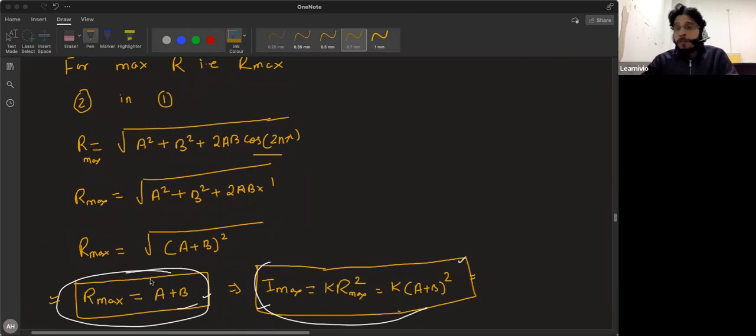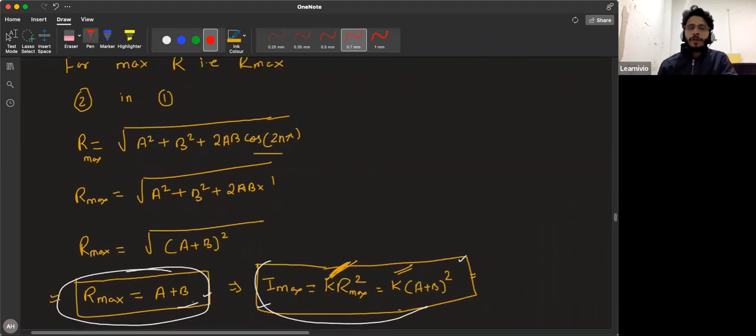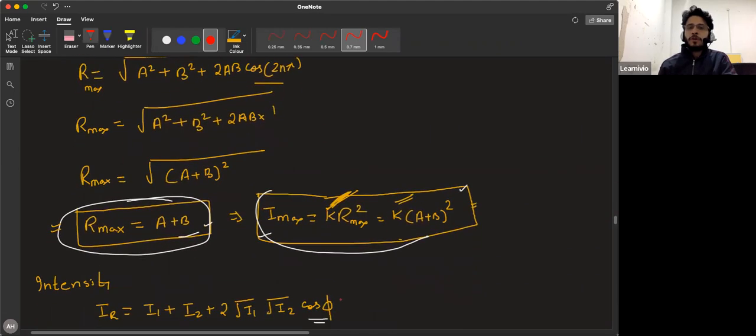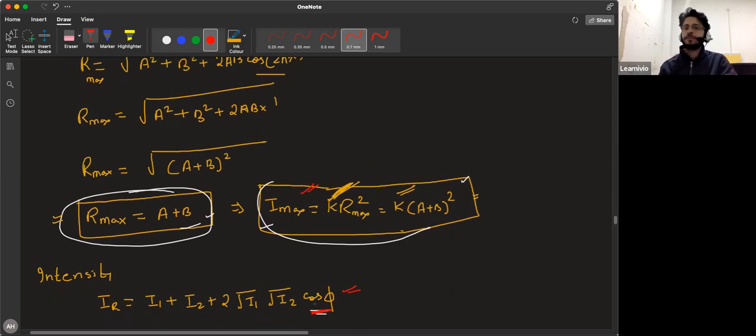Now, if you have R max and you want the maximum intensity, then maximum intensity is just k times the square of the amplitude, k times (a plus b) square. Similarly, if I ask you to get the maximum intensity from the intensity formula, again cos φ should be 1. Bright fringe means amplitude is maximum and intensity is maximum. Here we calculated intensity in terms of individual amplitudes. Now we get intensity in terms of individual intensities. Put cos φ equal to 1.